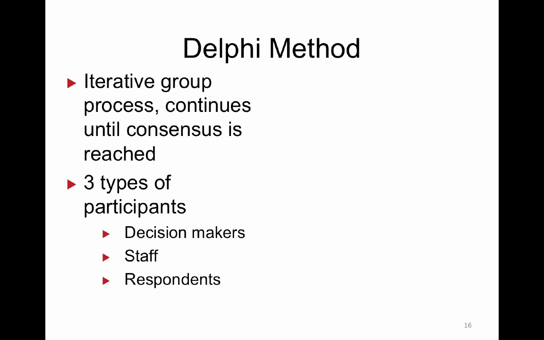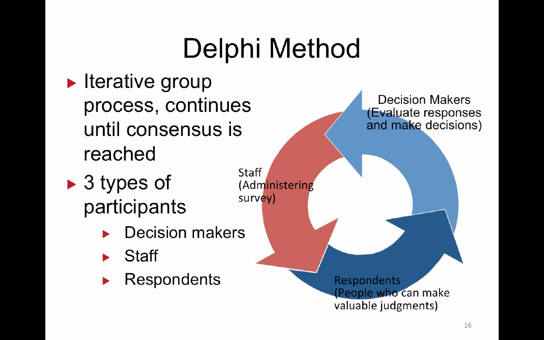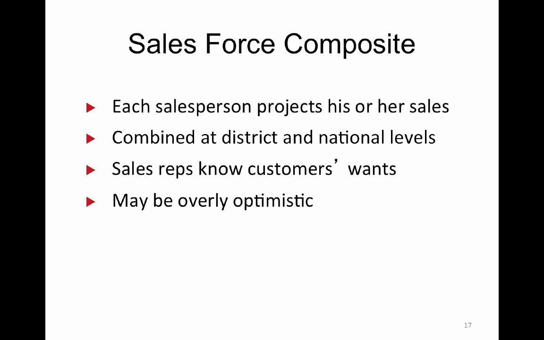The Delphi method is an iterative group process. They get together as a group and you go around and around and keep doing it with these decision makers, the staff that are administrating it, and the respondents. Ultimately, you want to reach some sort of consensus with this method, so the consensus forecast. Salesforce composite: each person would project his or her sales, and the idea here is the sales reps know their customers.